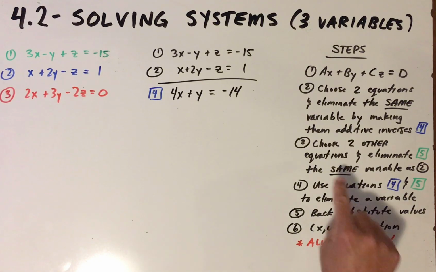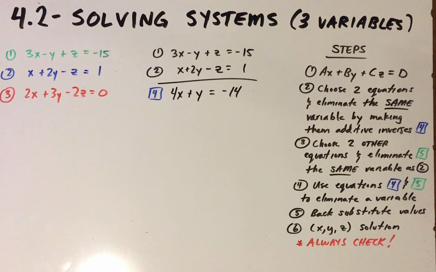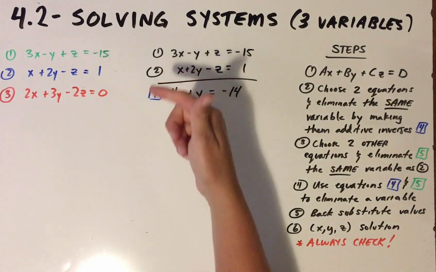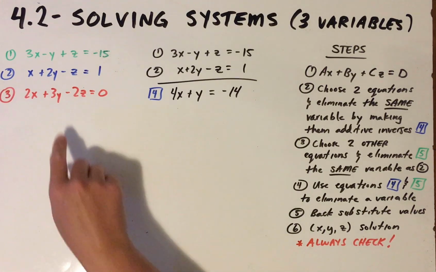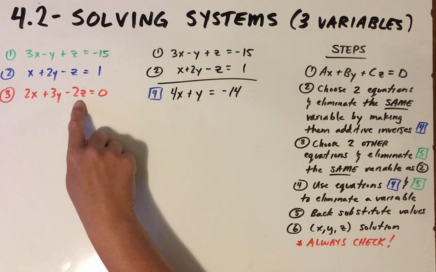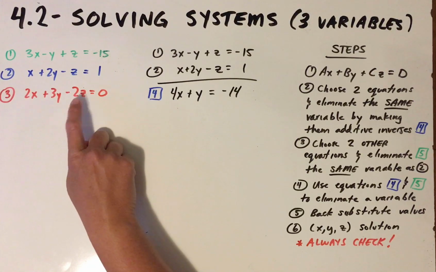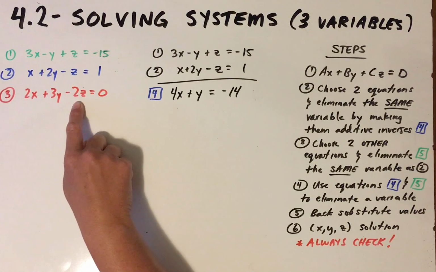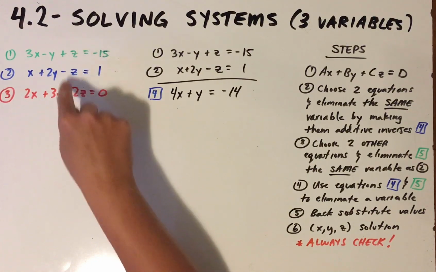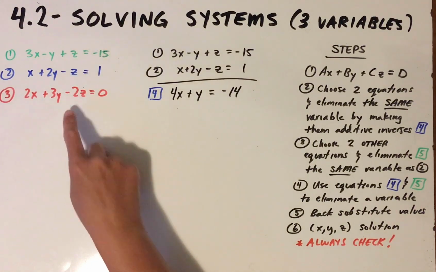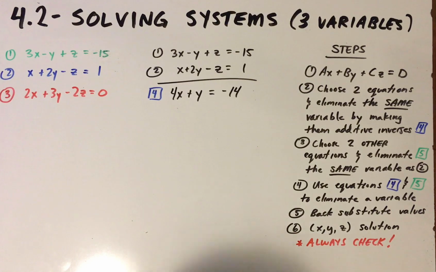The next step is I'm going to choose two other equations. So obviously I'm either going to have to choose 1 and 3 or 2 and 3. Those are the only other options. And I'm going to eliminate the same variable. So if I just eliminated z, which two equations are going to be easiest to eliminate this z here? So this is a negative 2z. I'm going to want to choose equation 1 because it's already got a positive and a negative sign, but I will have to multiply equation 1 by 2.